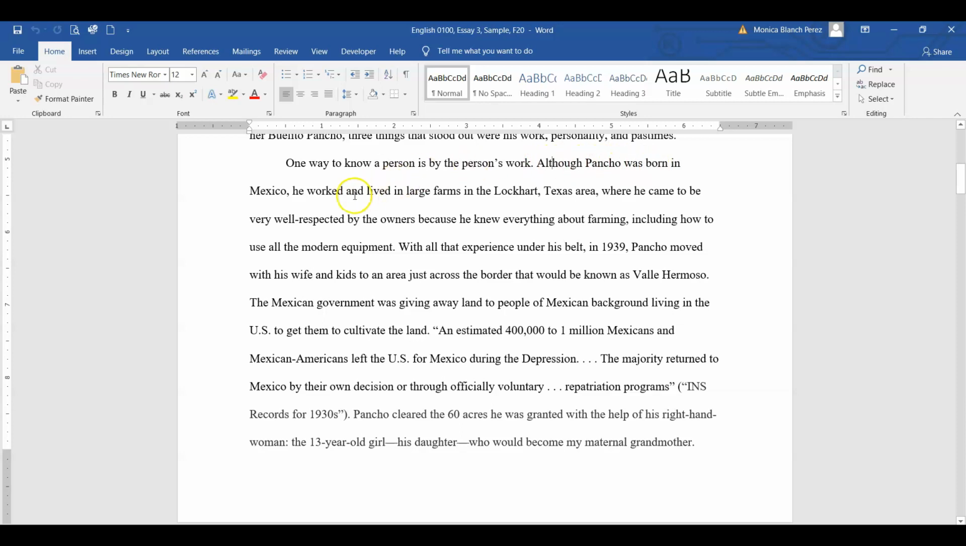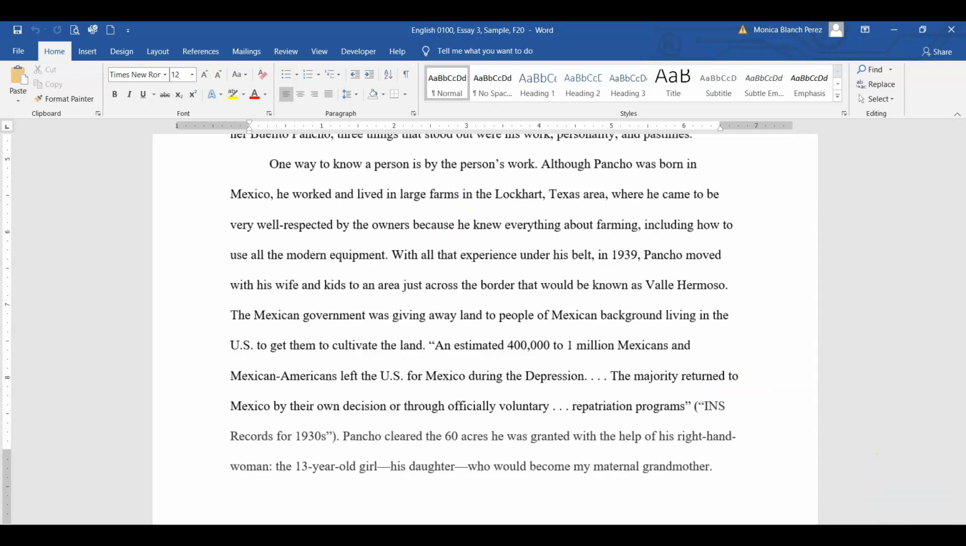Although Pancho was born in Mexico, he worked and lived in large farms in the Lockhart, Texas area, where he came to be very well respected by the owners because he knew everything about farming, including how to use all the modern equipment. With all that experience under his belt, in 1939, Pancho moved with his wife and kids to an area just across the border that would be known as Vallehermoso. The Mexican government was giving away land to people of Mexican background living in the U.S. to get them to cultivate the land.